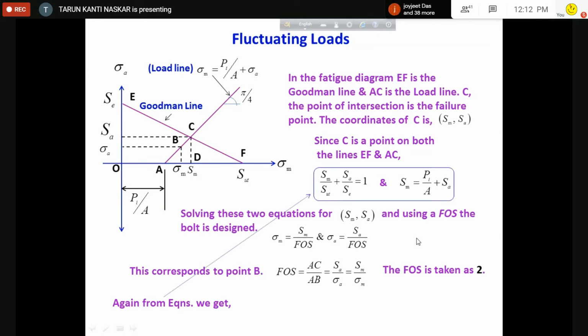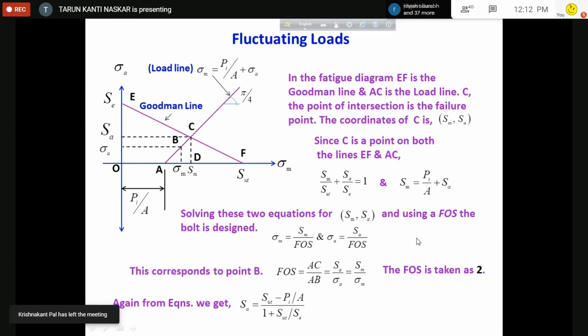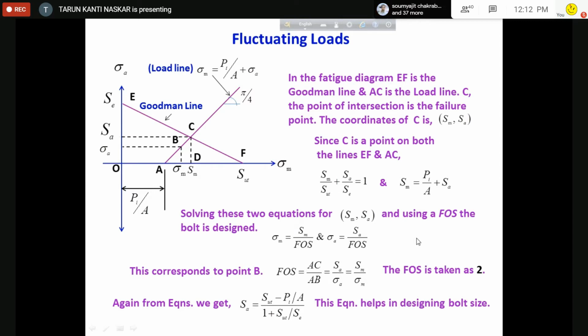From these two equations, again we can write that AC equal to SUT minus Pi by A divided by 1 plus SUT by AC. This is simply manipulation, and from this equation we can find out the bolt size. So this is the thing which we have to consider while considering the fluctuating load, and this equation will be helpful.